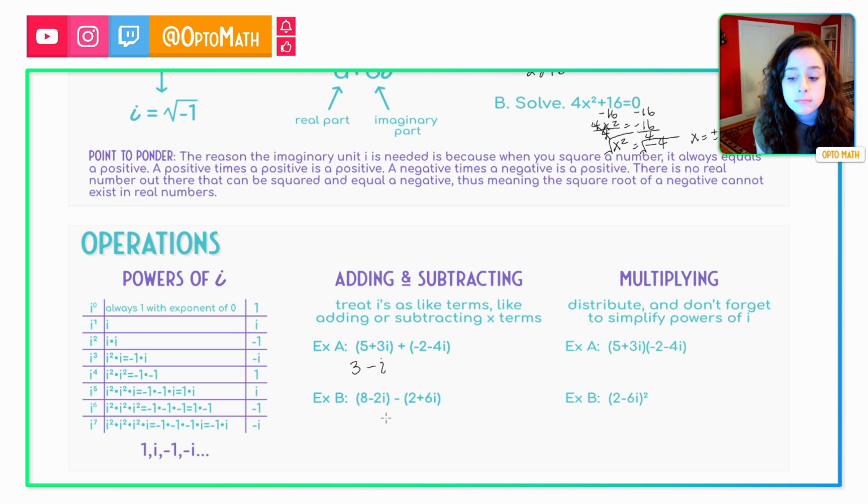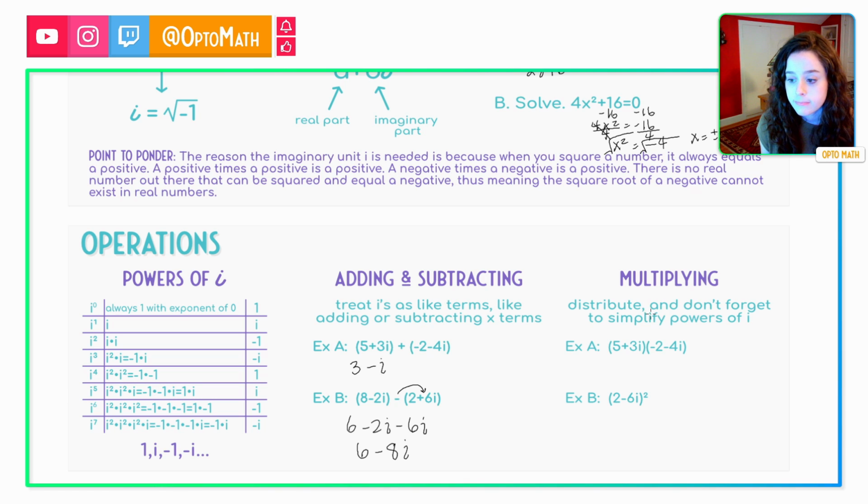For example B, very similar, we're just subtracting. So we're going to combine our real parts. 8 minus 2, it's just a 6. And then -2i minus 6i. Let's write that. I don't want us to not distribute our negative, which means that negative is going to go on that 6i. So don't forget that you're subtracting that 6i. So it's going to be 6 minus 8i. And that's it.